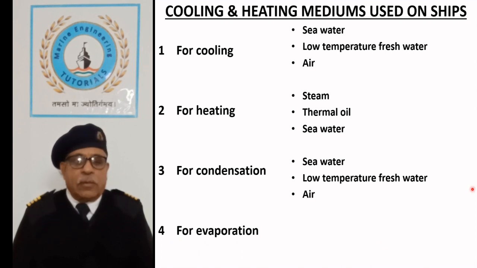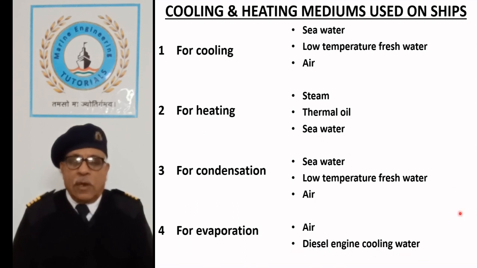For evaporation. Air. Air is used for evaporation of liquid refrigerant in refrigeration and air conditioning systems. Diesel engine cooling water. Diesel engine cooling water is used for evaporation of seawater in freshwater generator on motor ships, although steam is used for this purpose on steamships. Steam. Steam is used for vaporizing the LNG as fuel in boilers and diesel engines.